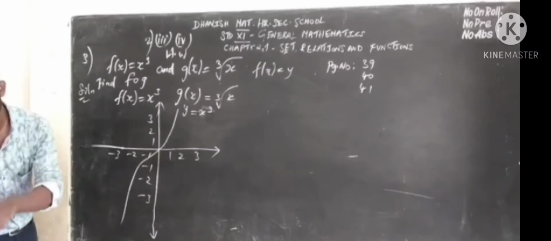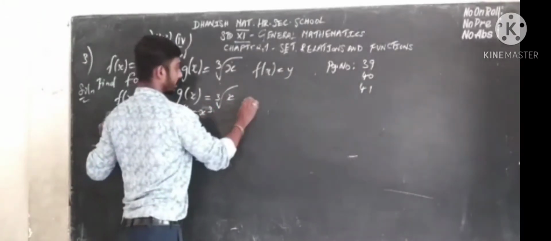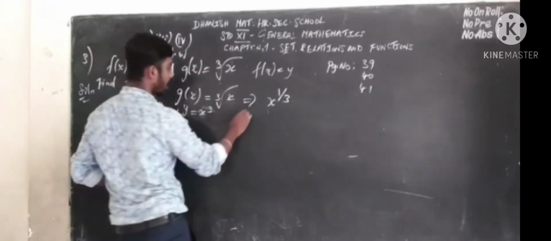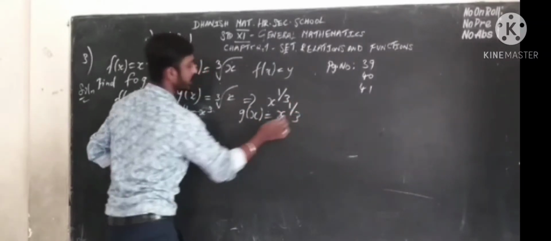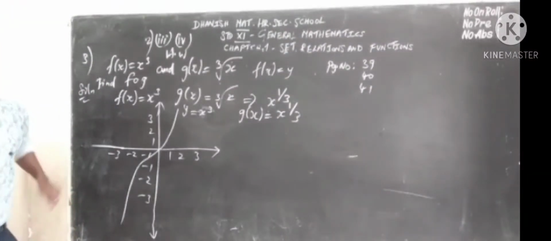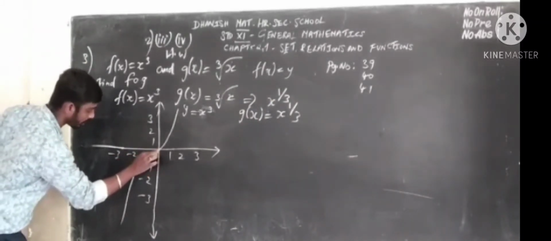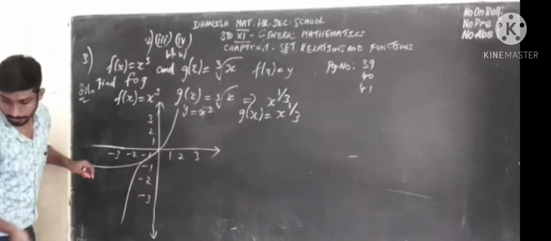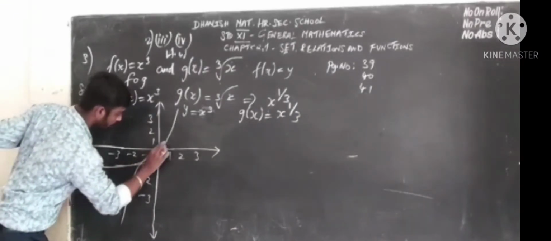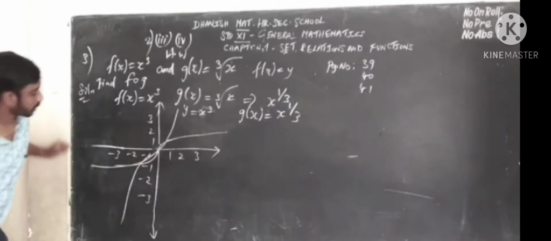Next curve, what is the question given here? This one is the g of x curve, cube root of x. Now we have to write it like this, x power of 1 by 3. What is the condition here? G of x equal to x power of 1 by 3. In the second question, what is the curve given? Take the second question. The curve goes like this, and then it goes into the origin. Now listen.